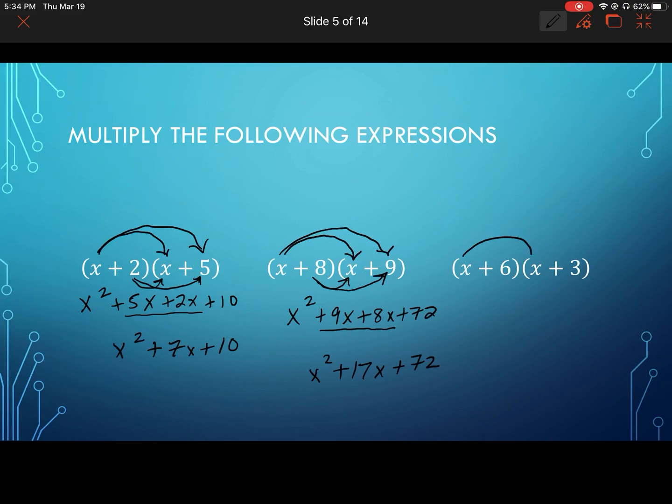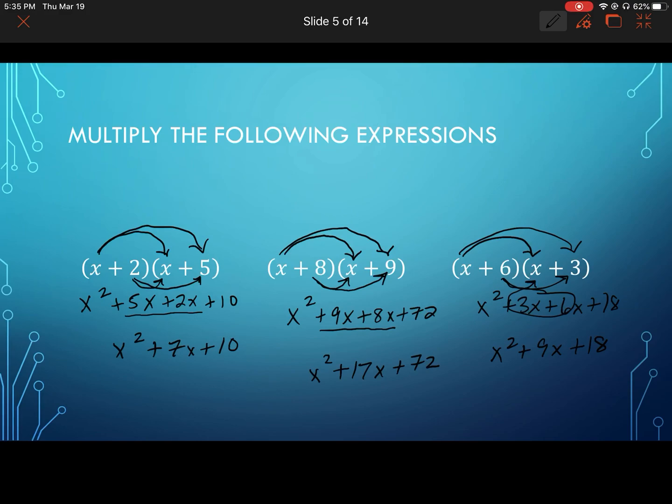For the third one, x times 3 is going to be x squared plus 3x, and 6 times x and 6 times 3 would give me 6x plus 18. Again, combine those two middle terms. Excuse me, it's going to be x squared plus 9x plus 18. Sorry for the dark on dark. I know it might be hard to see.